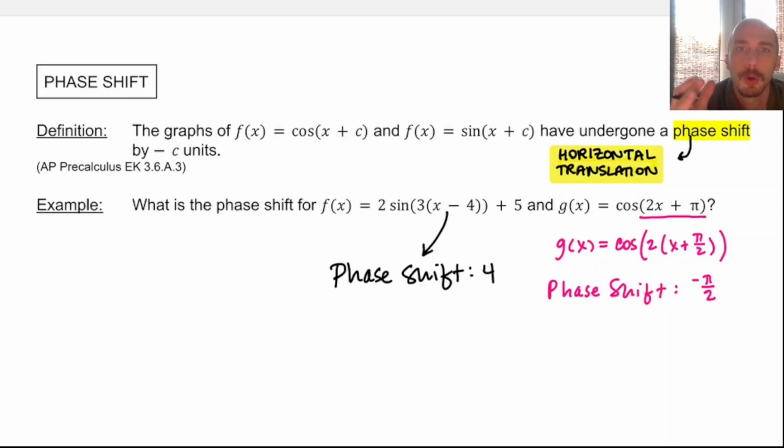But it's the number that's been subtracted on the inside after the factoring, right? So we need to be looking at it in a form that looks a whole lot like what you're seeing with f of x, this 3 times x minus 4. Then we're just reading the phase shift right out of there. But that's how it will always be in this class.